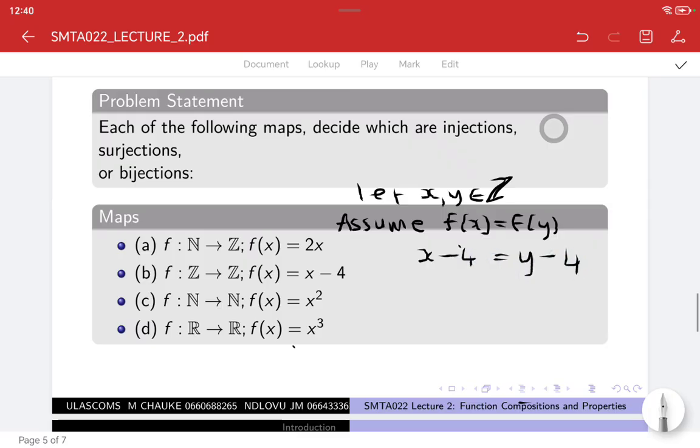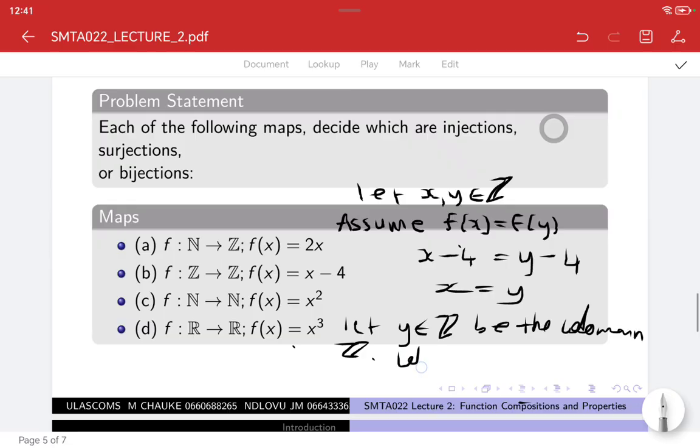Then if I take 4 to the other side, I'm left with x equals y. Therefore, we know that this is injective. But this is our least concern, right? Now let's check for surjective. We let y be an element of Z, the codomain. Then we let y be equal to f of x, which is equal to x minus 4.